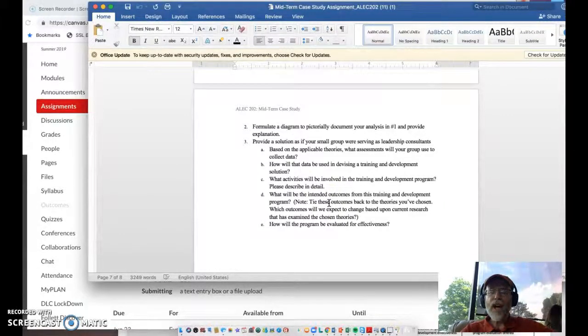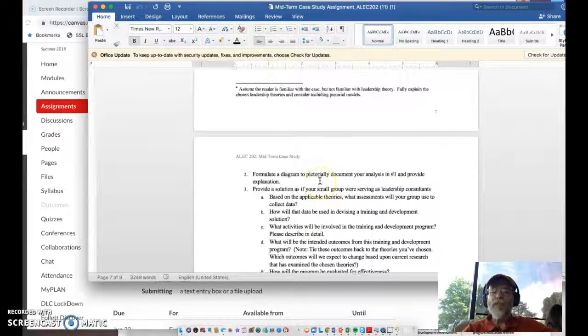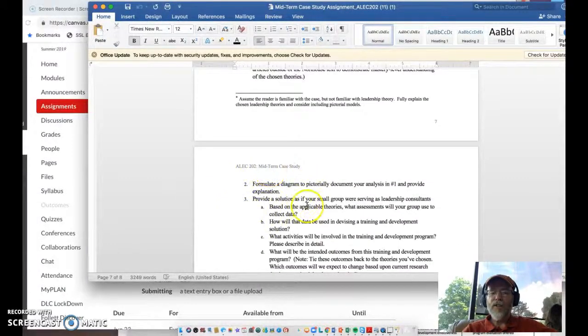And these should tie back to the theory: what the theory argues are researched outcomes when this theory is put in place. And then how will you evaluate the effectiveness? That's going to use the assessments and also evaluate, according to the theory, whether the leadership being put in place is now strengthened.